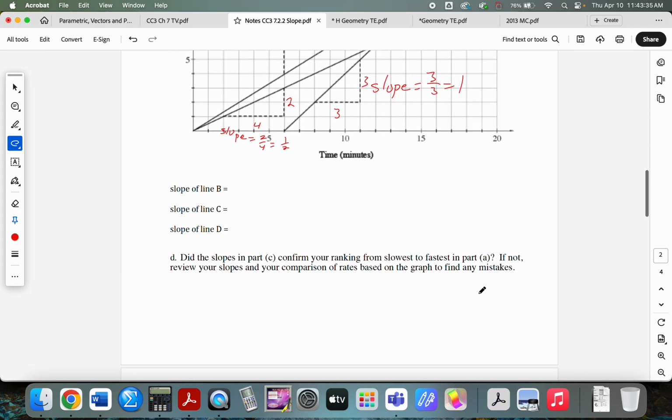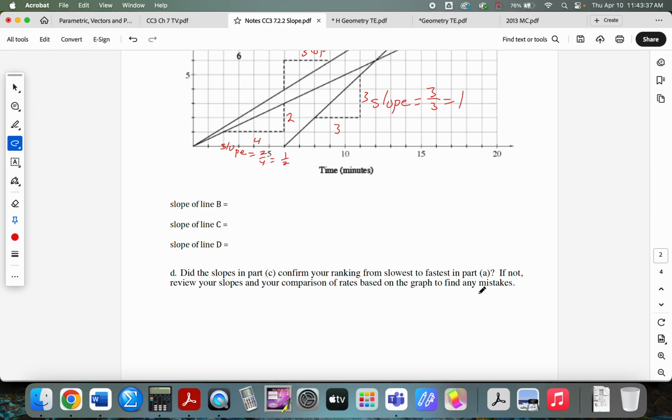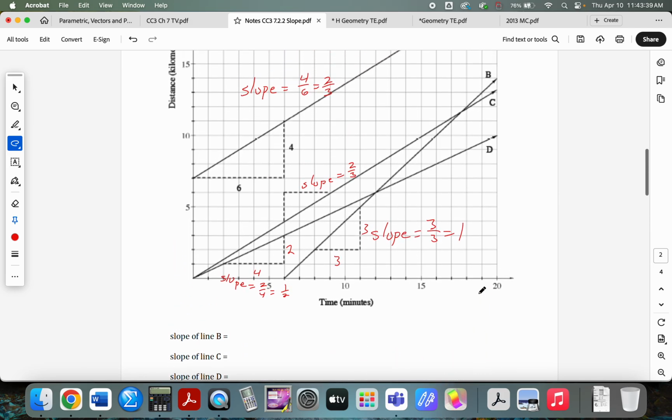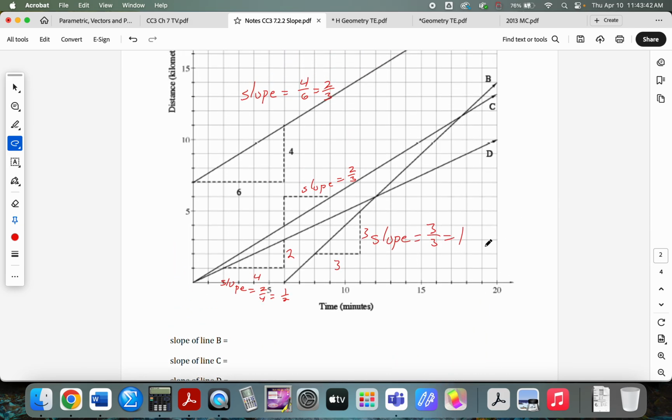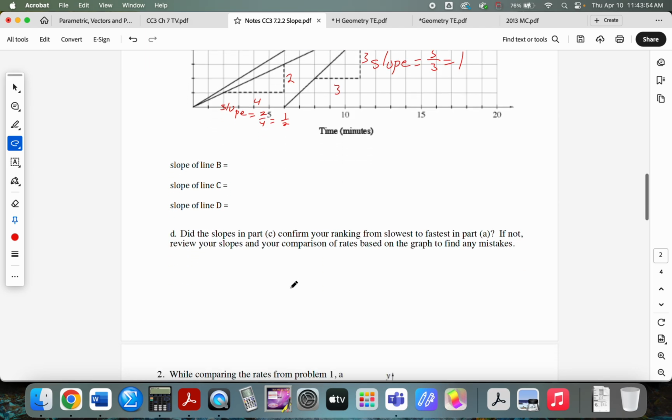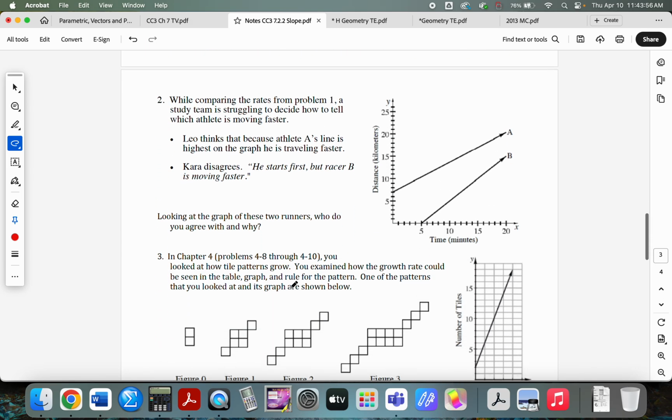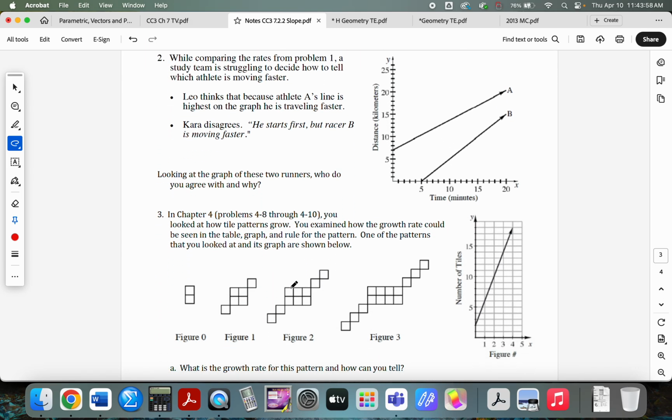All right. So did the slopes in part C confirm your ranking? Well, what's the biggest slope? 1. Was that our fastest? Yes. And our slowest was D, and they have the least slope. So, yeah, it does match up with there. Let's move on to page 3.